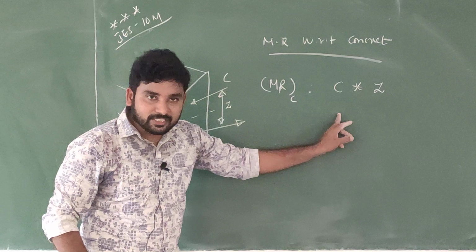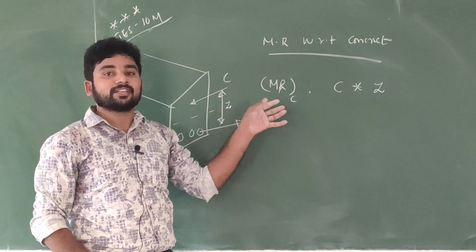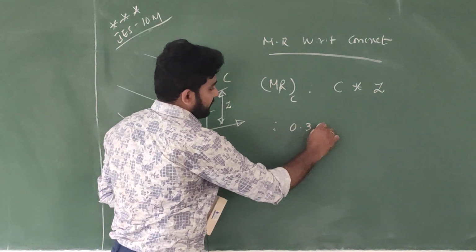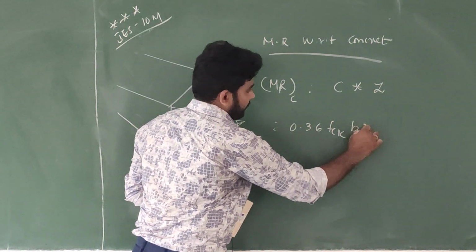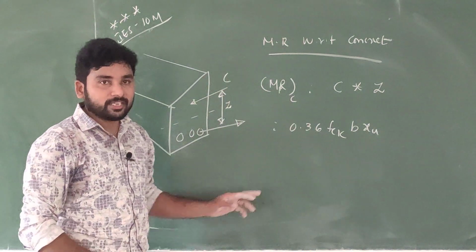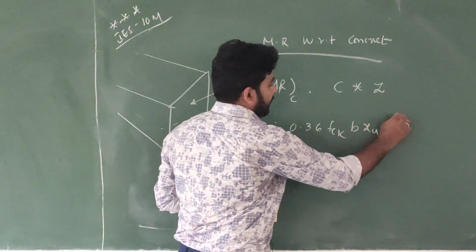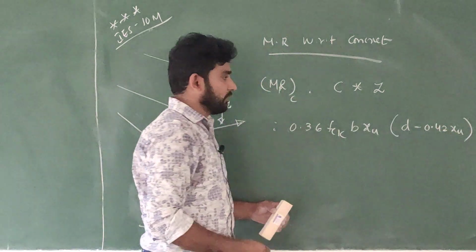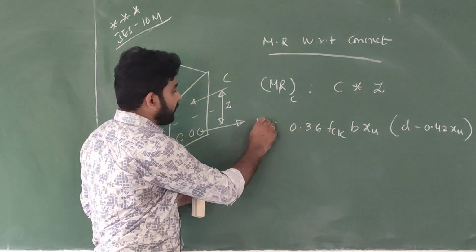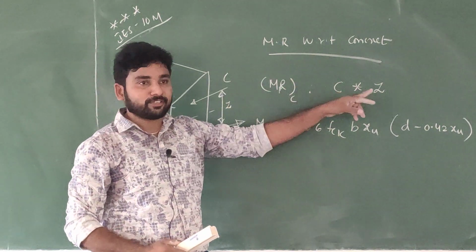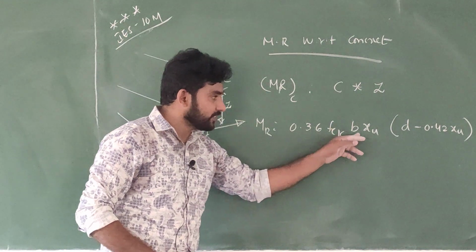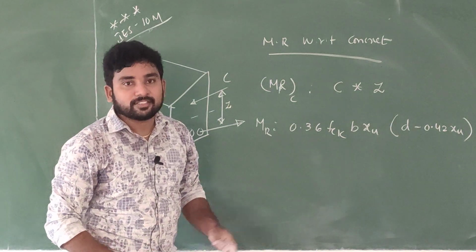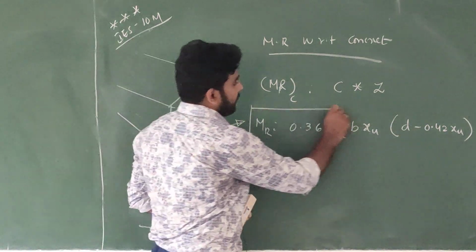Already we know what is C? The total compressive force developed in that stress block is 0.36 fck into b xu. What is the lever arm depth? d minus 0.42 xu. So the total moment of resistance developed with respect to concrete is 0.36 fck b xu into d minus 0.42 xu. So put it in a box.